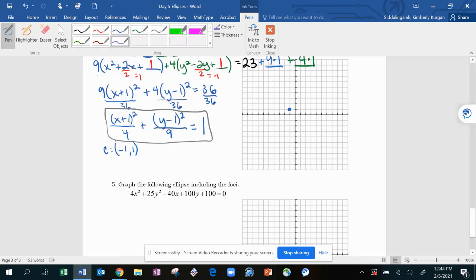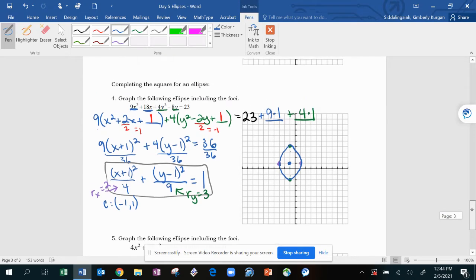And then this is telling me that my x radius is 2. The square root of 4 is 2. So that means from my center, I'm going to go right 2, and I'm going to go left 2. This is telling me that my radius in the y direction is 3, basically the square root of 9. So I'm going to go up 3, put a dot, down 3, put a dot. Okay, so there is my ellipse. That actually didn't come out too bad.